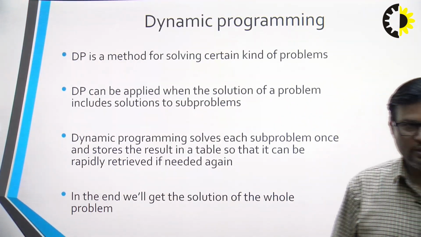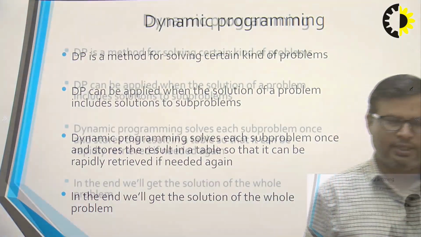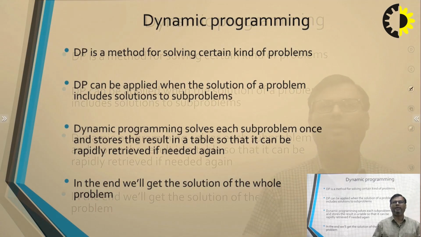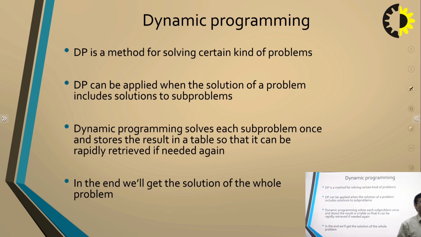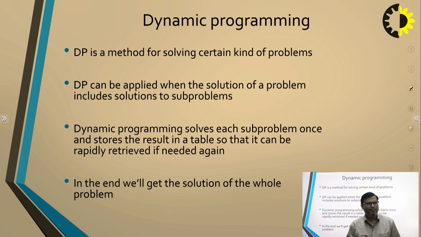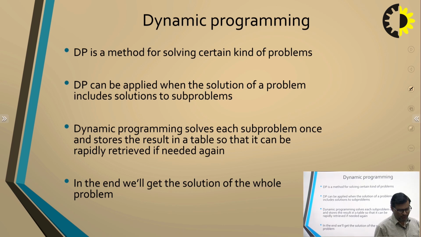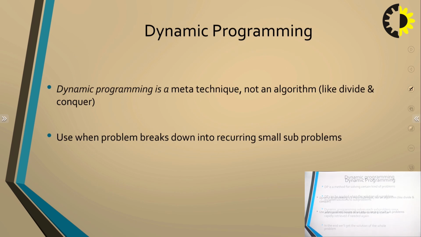Dynamic programming is a method for solving certain kinds of problems, and it can be applied when the solution of a problem includes solutions to subproblems. Dynamic programming solves each subproblem once and stores the result in a table so that it can be rapidly retrieved if needed again and again, and in the end we get the solution of the whole problem.